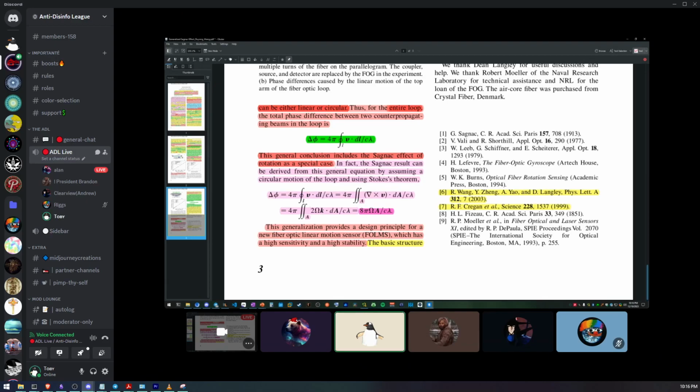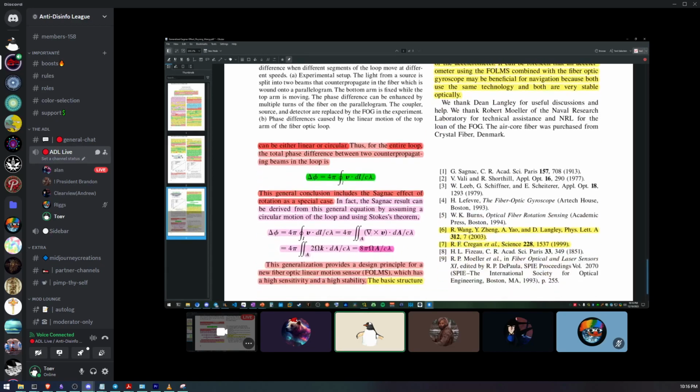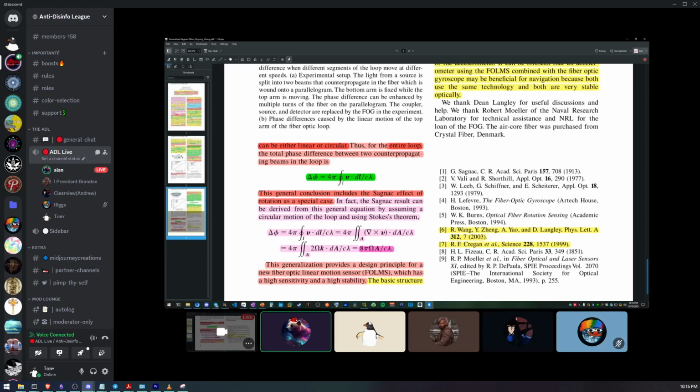And then it says right here, this generalization provides a design principle for a new fiber optic linear motion sensor, which has a high sensitivity. What does Matt think that means? That it has to be always measuring outside the window to some kind of thing that's moving alongside of it that it's relative to? Dude, the implication here is that it's measuring absolute motion relative to an absolute background. Right there he's saying you could build a gyro and put it in an airplane and measure the absolute motion of the airplane with it.